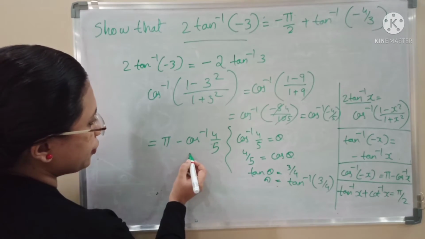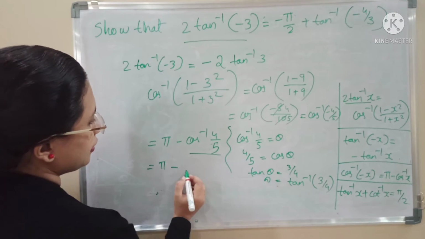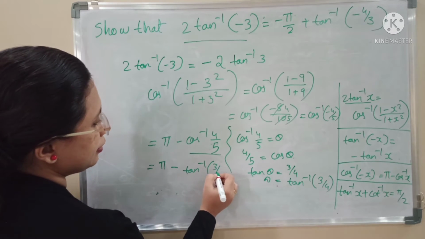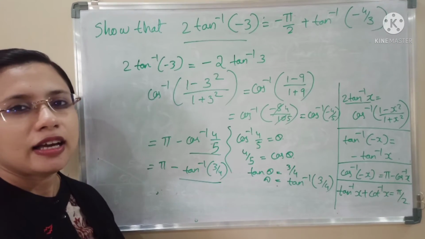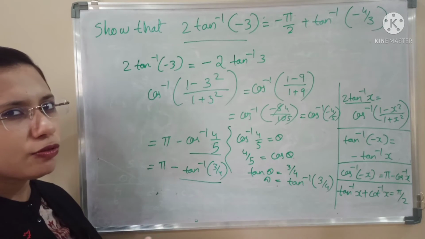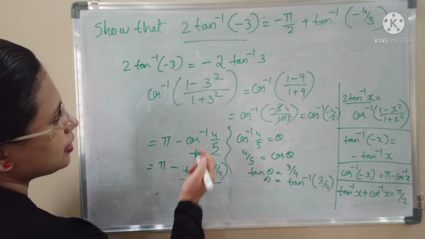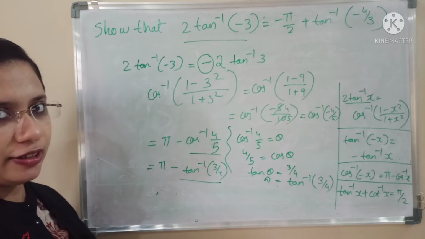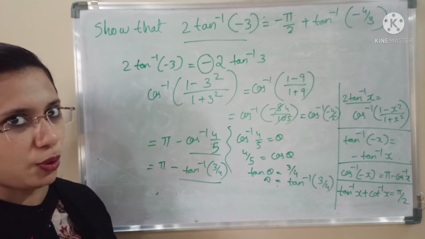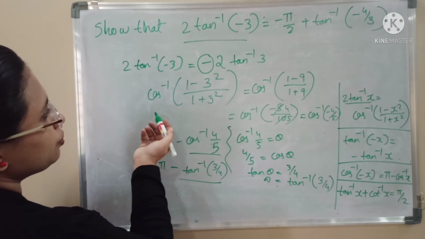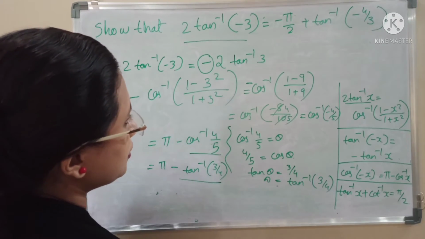So I can replace this term with pi minus tan inverse 3/4. Clear? We got this. And when you see the steps, did we forget something? Can you figure out something that we missed? See, here we had a negative sign, right? If we just missed it, what will happen? The whole step will go wrong. So that negative should be here, and wherever we do, we need to put that.